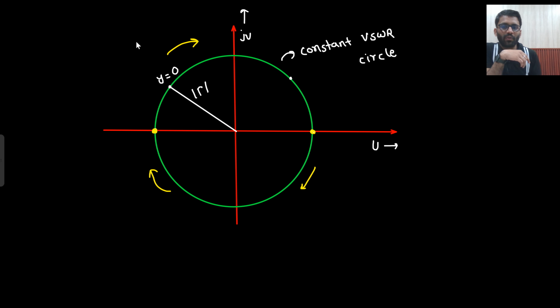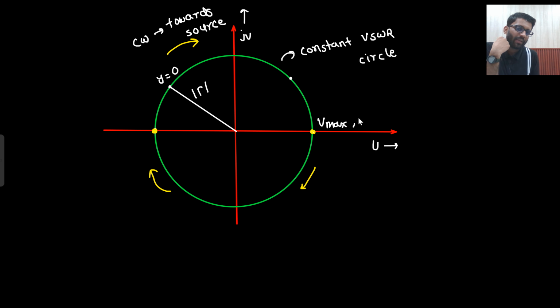So if I am moving clockwise, that means I am moving towards the source. Now I am saying that this is my y equals to 0 point. So if I move towards the source, first I will be encountering Vmax, or you can say Imin, and here I will be encountering Vmin and Imax. But this I will encounter after lambda by 4 distance from here. So this will be easy to remember.